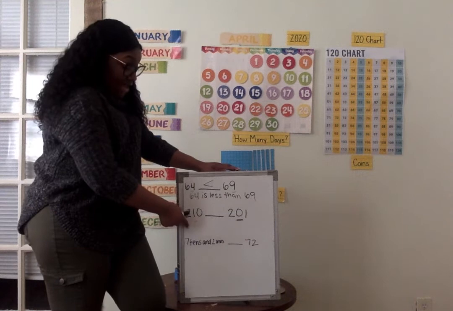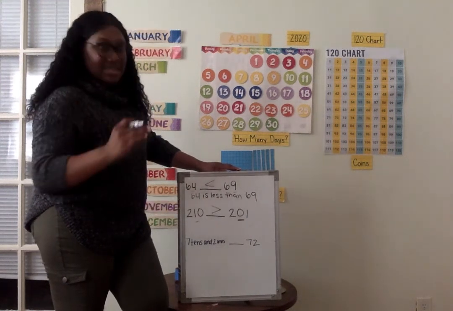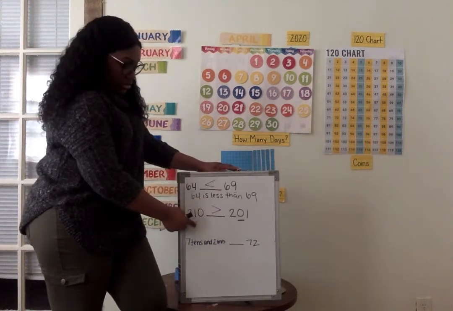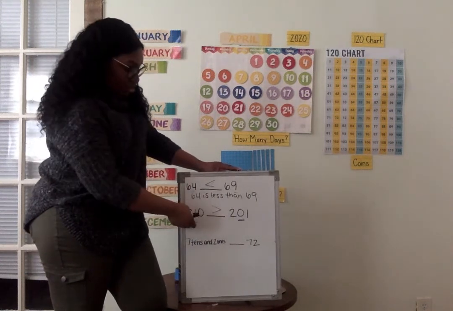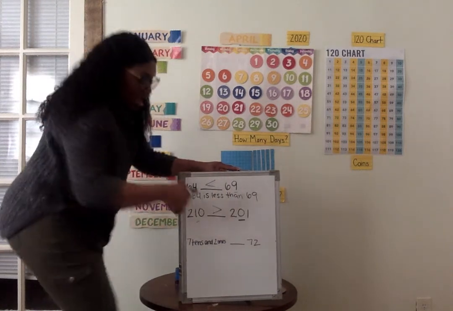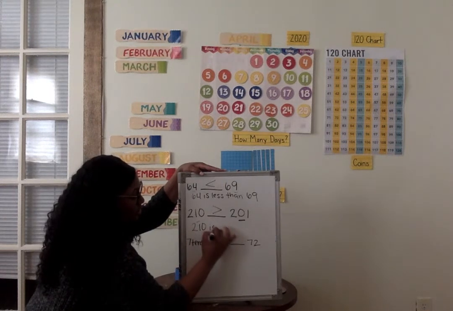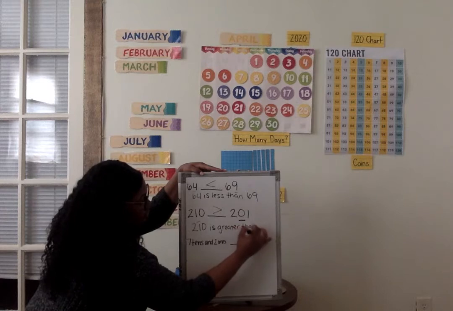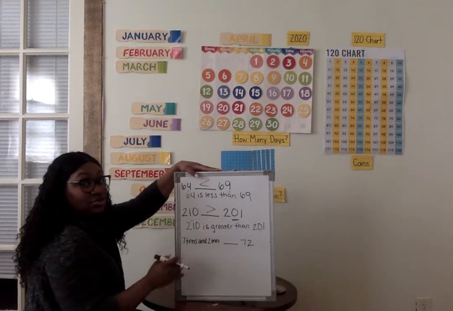That's right, the alligator is going to want to eat the number 210 because 1 ten is greater than 0 tens. Because 1 ten is greater than 0 tens, that must mean the number 210 is greater than 201. I'm going to go ahead and write that underneath. 210 is greater than 201.